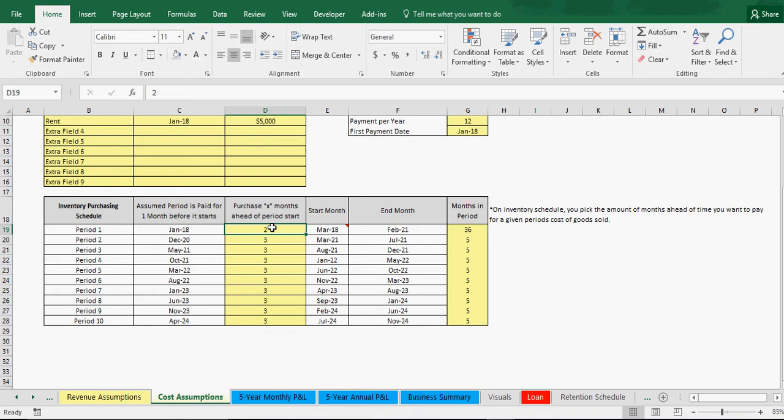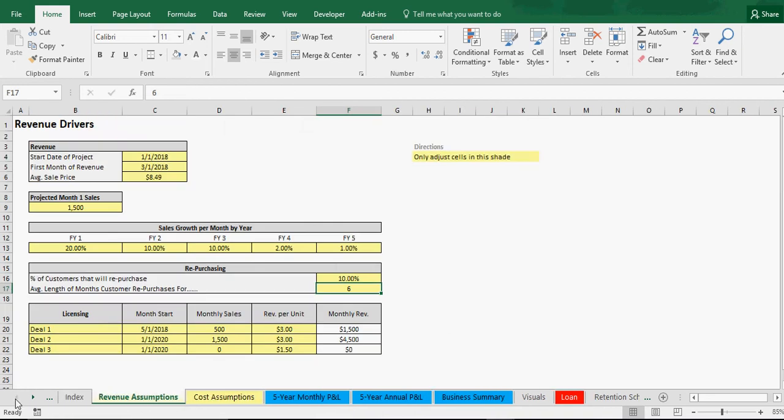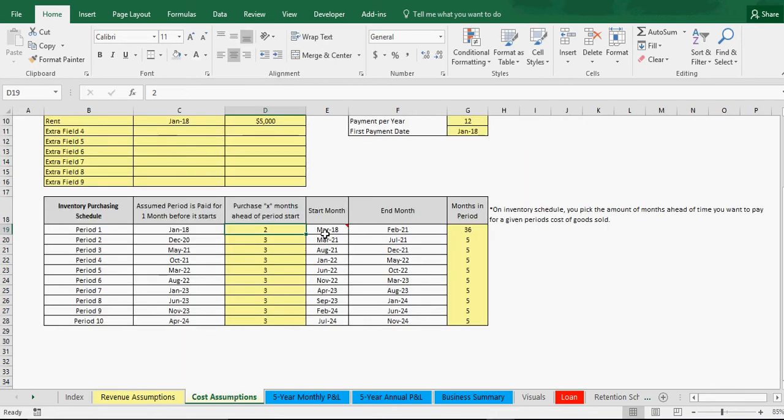Now, if you want your time, let's say, let's see here. Now, this is where it's helpful to have this logic that I showed you at the beginning, because let's say you wanted to actually have your lead time in 2017. You put 2017 here, and then you can say, okay, I want to pay for March of 18 to Feb 21.